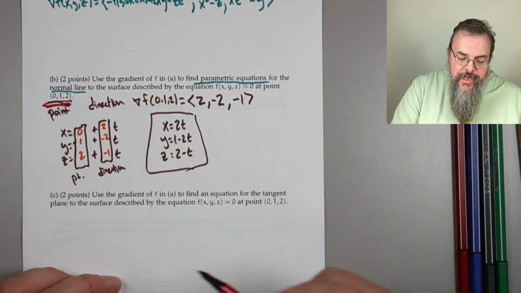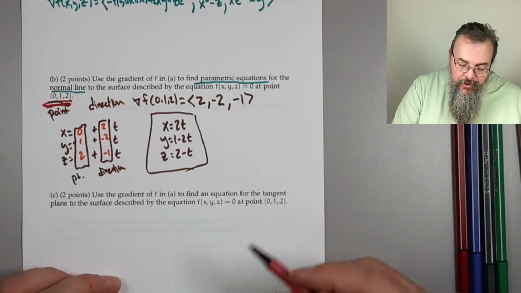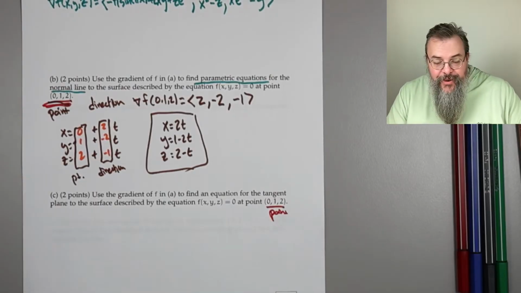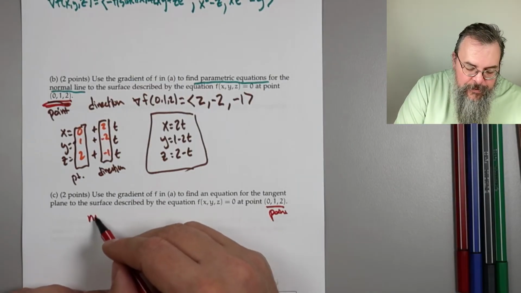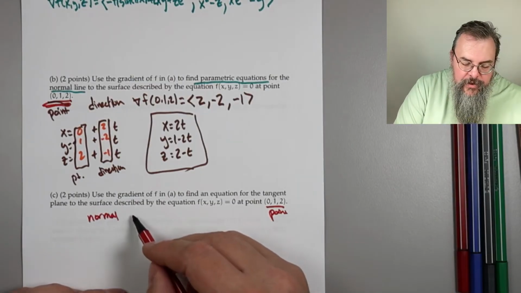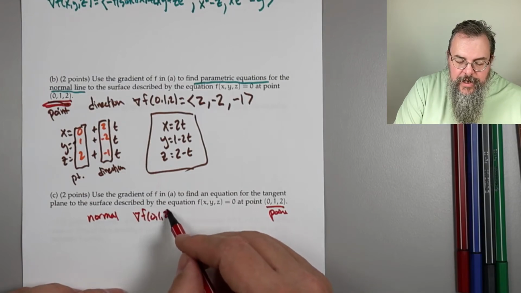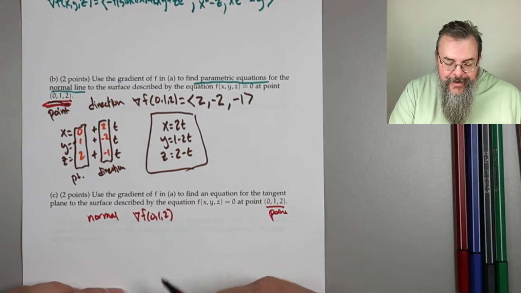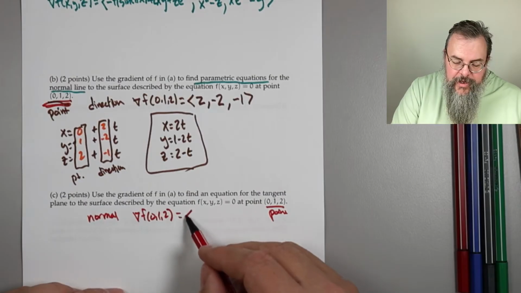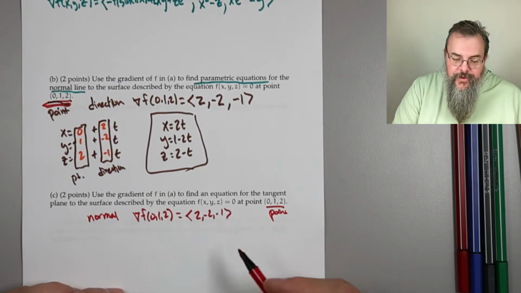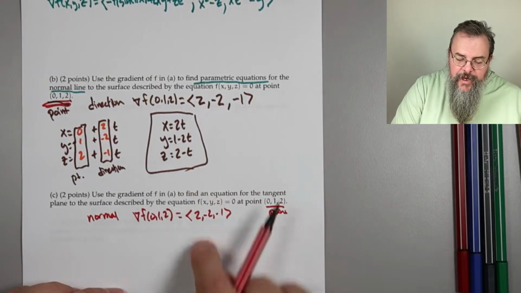Now, what do you need to make a plane? You need a point. We have a point. And you need a normal. Where's the normal going to come from? Well, surprise! Not really. It's going to come from the gradient. So, we already did the work. It's 2, minus 2, minus 1. So, there's our normal, just copying.